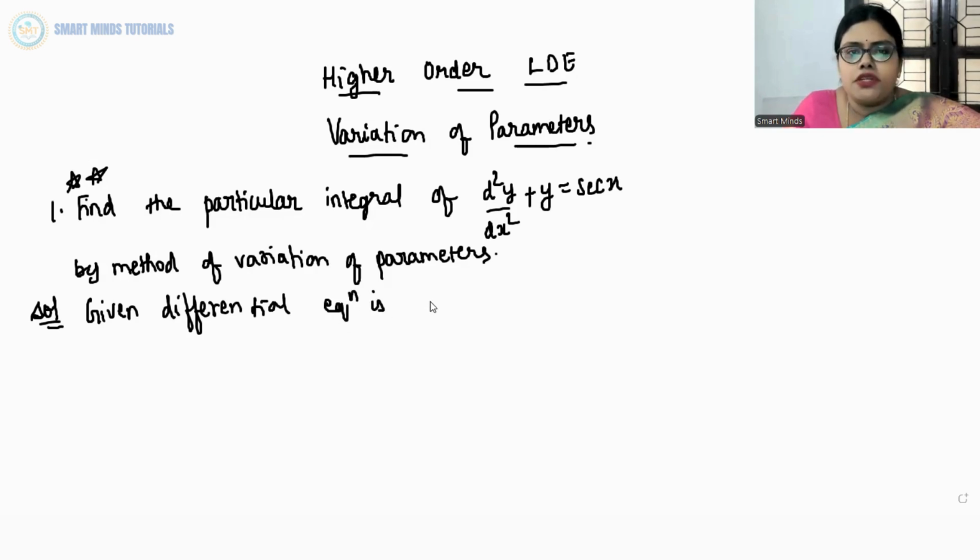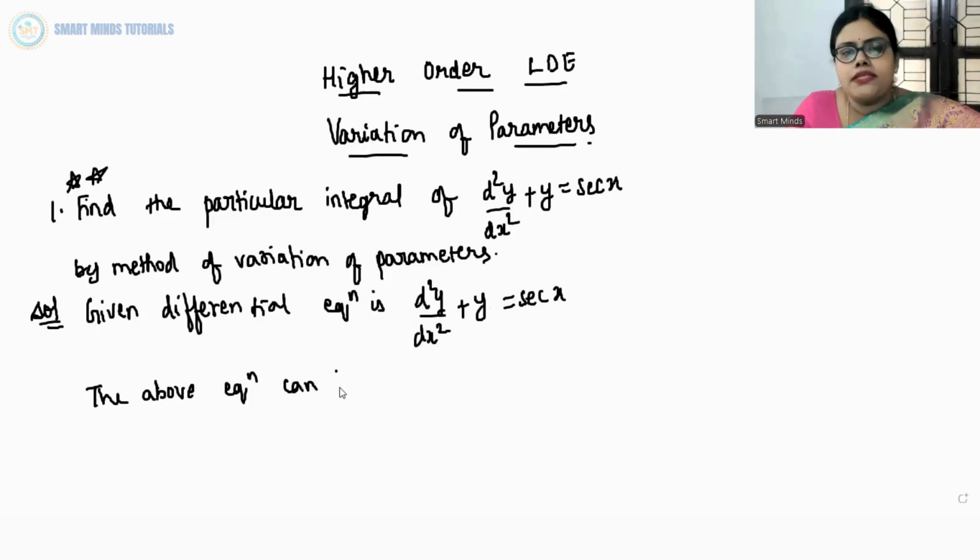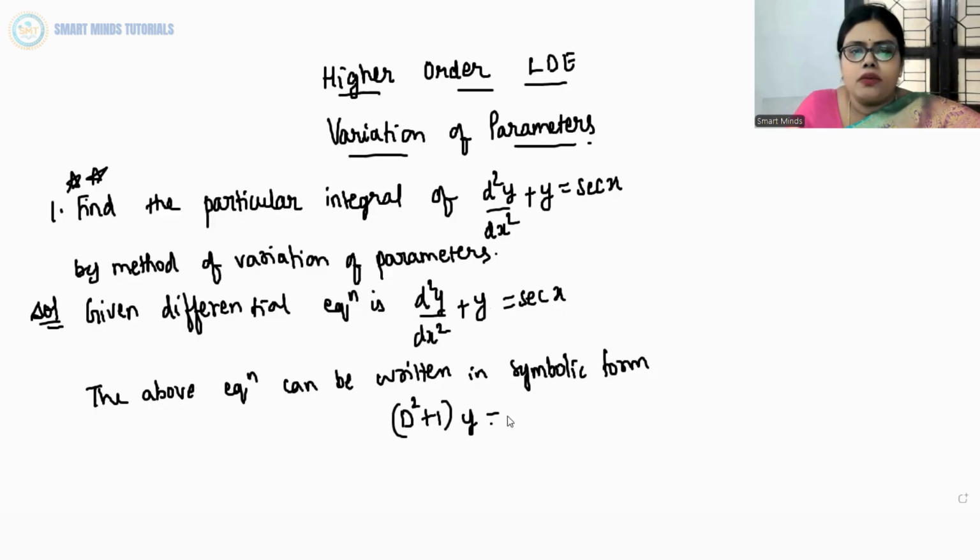The given differential equation is d square y by dx square plus y is equal to secant x. Now this equation can be written in symbolic form. How can you write this in symbolic form? (D square plus 1) y is equal to secant x. Okay, so d square by dx square is written as capital D square. Now you see, this is equation number 1.